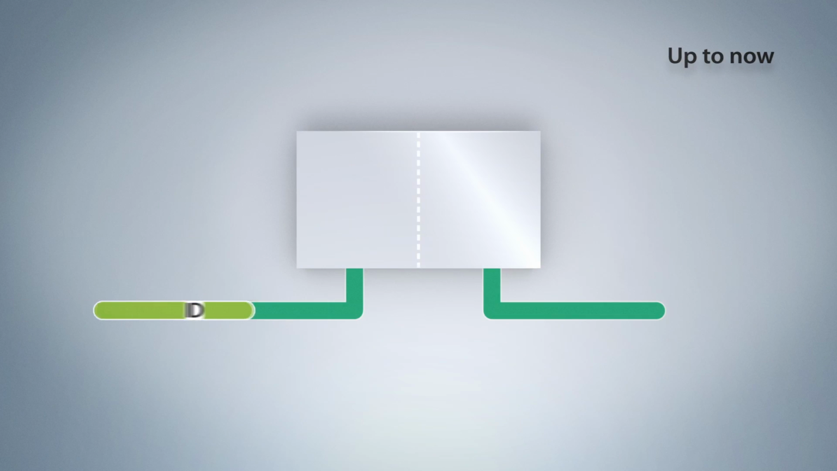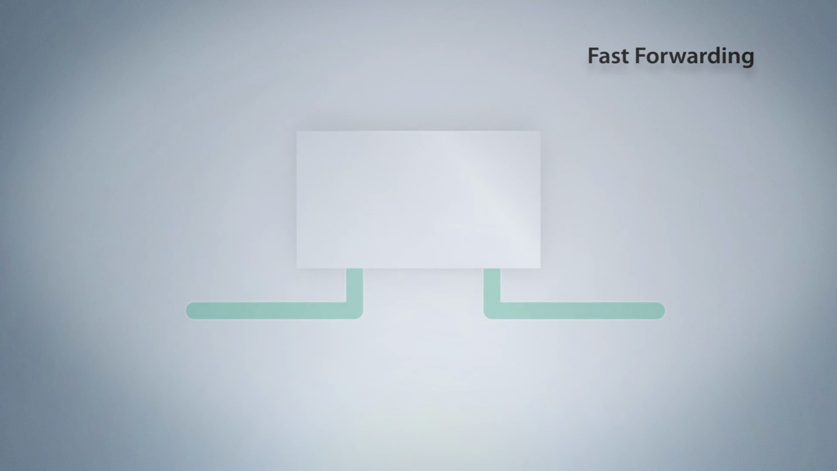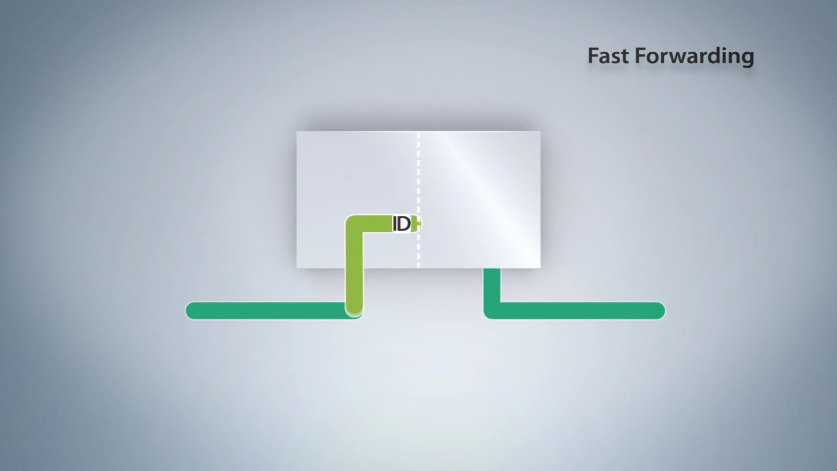The device needs the frame ID in order to decide if it will forward the frame or process it itself. It previously took about 5 microseconds for the frame ID to reach the device. Today, there is fast forwarding. With it, the position of the frame ID has been moved forward.